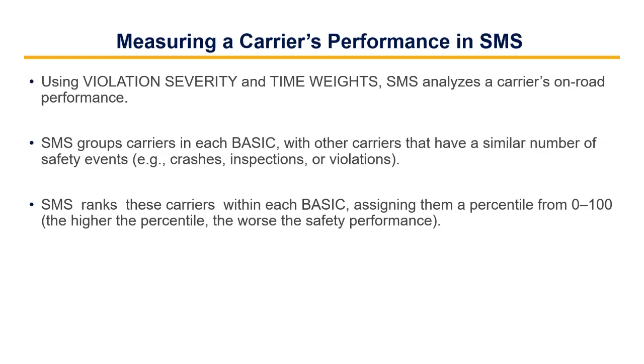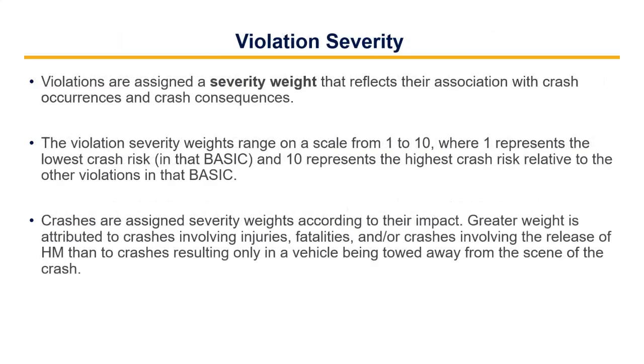So let's talk for a minute on violation severity. This is the first of the 2 considerations in addition to the time weight. Violation severity is associated with the likelihood of crash occurrences and crash consequences. All violations are assigned a specific weight based on their severity. It ranges from 1 to 10, with 1 representing the lowest crash risk and 10 representing the highest crash risk relative to other violations in that basic.